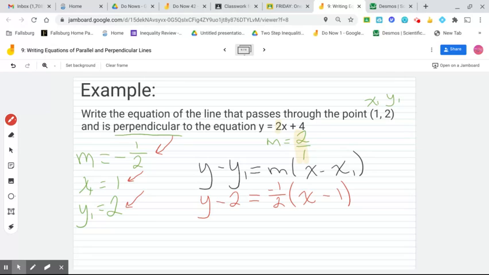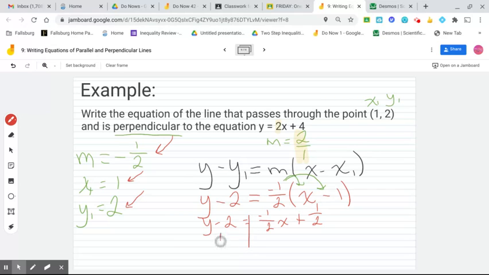From here, we're going to simplify. y minus 2 will stay the same because we don't have any double negatives, but here we have to distribute. So again, y minus 2 stays the same. Negative 1/2 times x is negative 1/2 x. And negative 1/2 times negative 1, well, there's that double negative, becomes a positive 1/2.